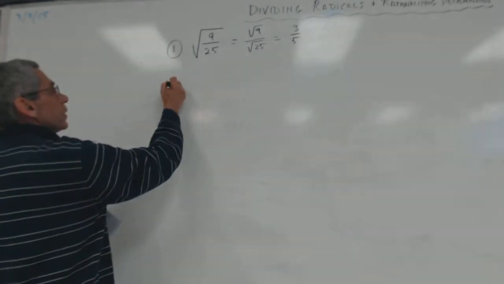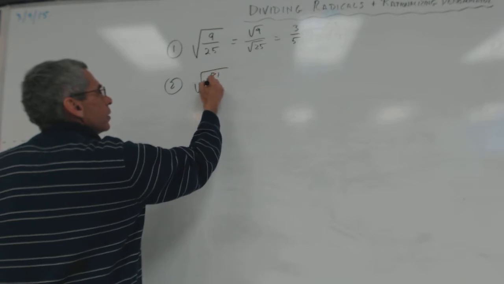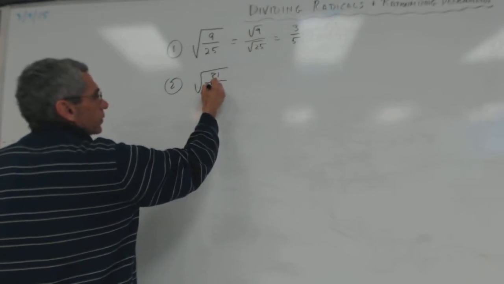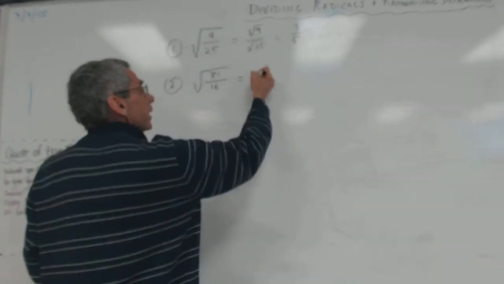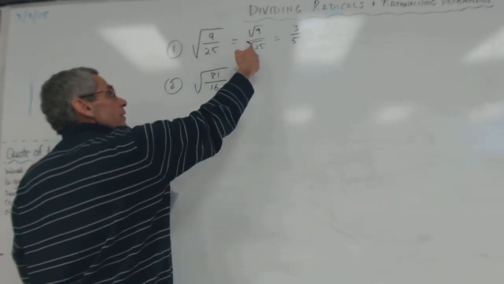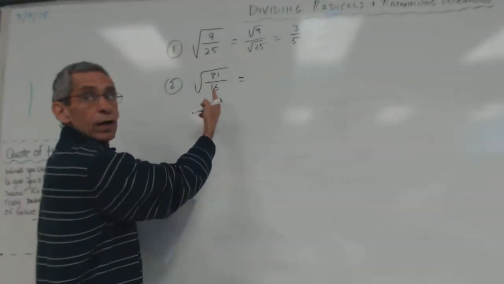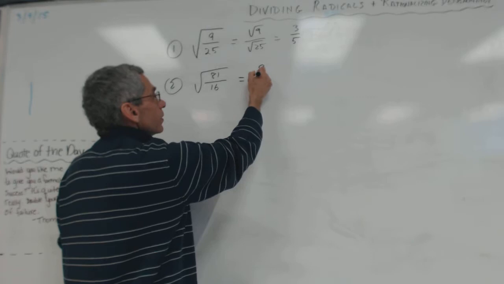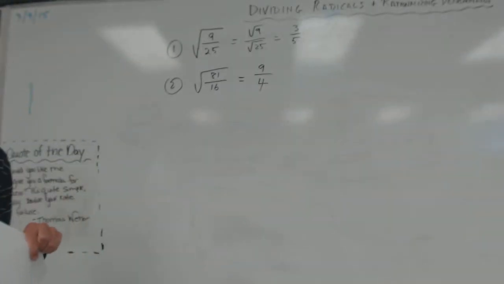All right, let's try another one. How about the square root of 81 over 16? So what is it? London's doing this step in his head, saying the square root of 81 is 9, the square root of 16 is 4. What if it's not a perfect square?